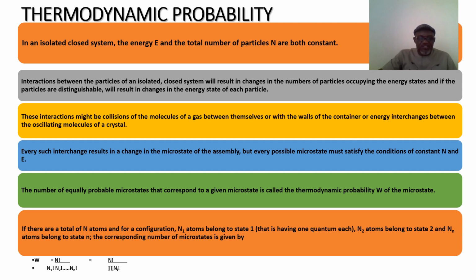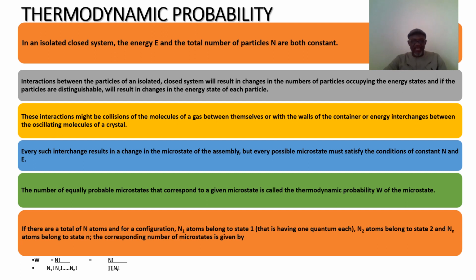Now, every such interchange results in a change in the microstate of the ensemble, but every possible microstate must satisfy the conditions of constant N and E. We'll also still see that in the Boltzmann statistics. The number of equally probable microstates that correspond to a given macrostate is called thermodynamic probability, W.